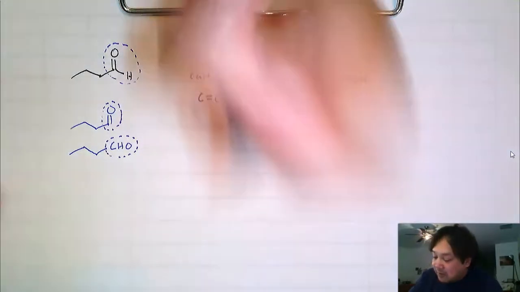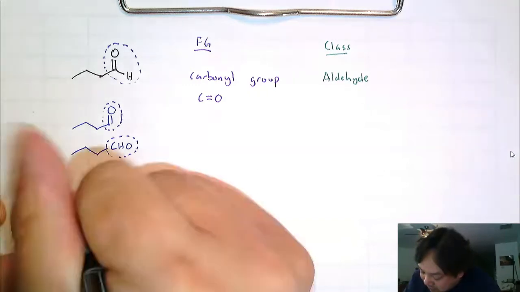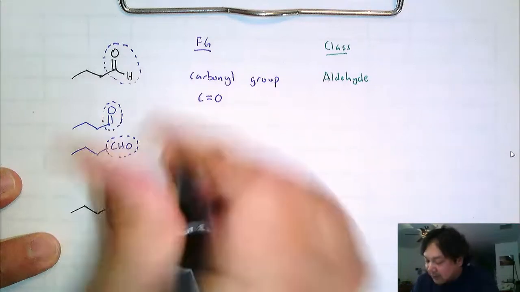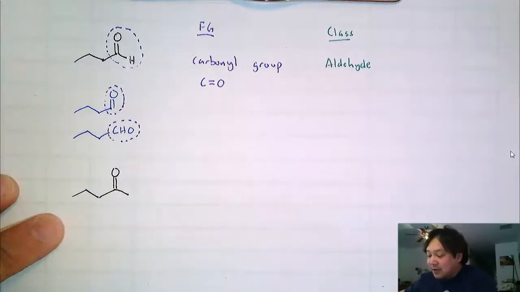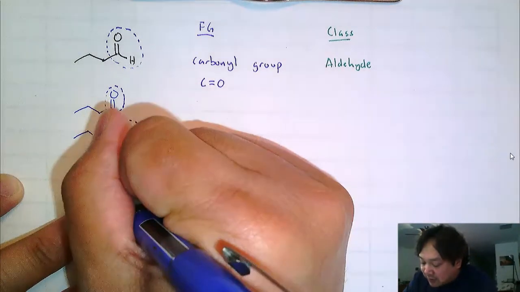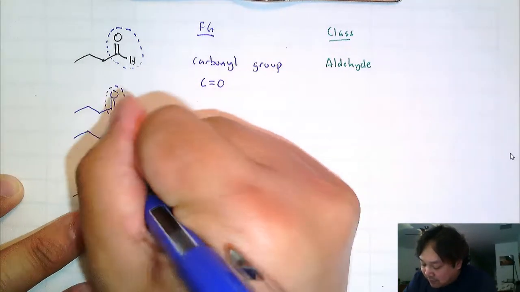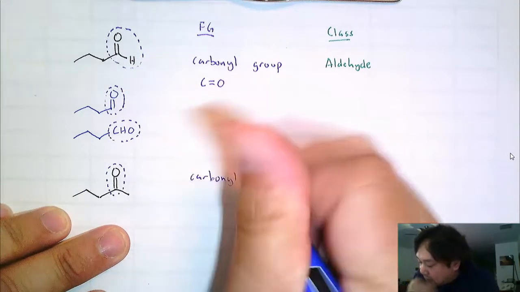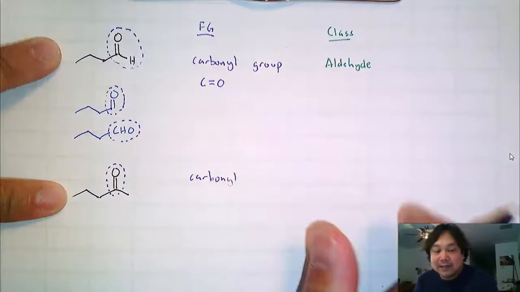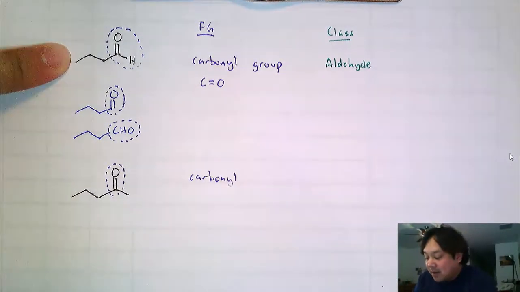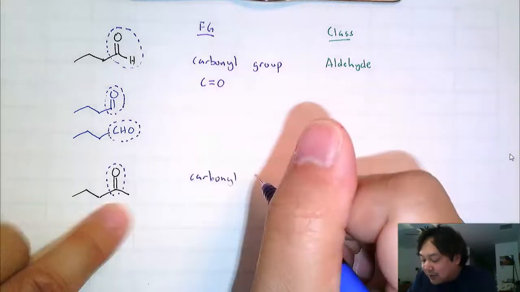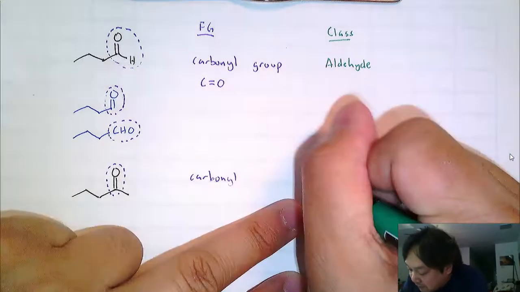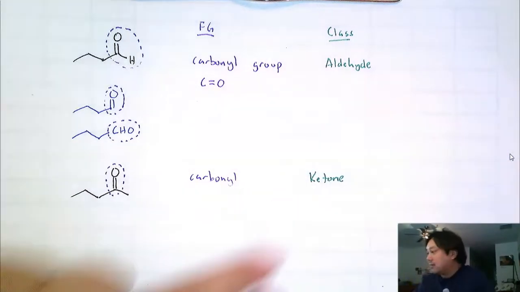The next molecule is very similar. Let me put a methyl group at the end instead of a hydrogen. This also has a carbonyl group. It's a C double bond oxygen. So this molecule has the same functional group as the molecule at top, but because it doesn't have a hydrogen on either side of that carbonyl, it has a different name, and it's called a ketone. Ketones.